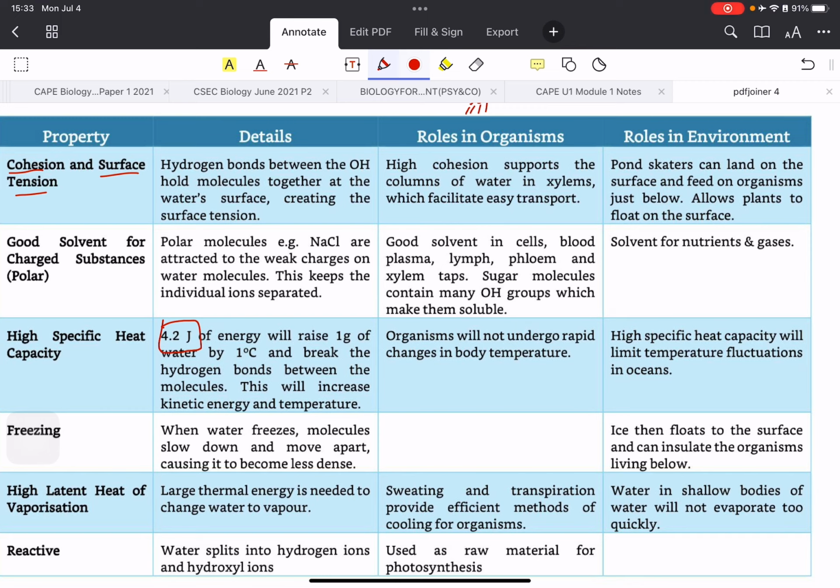Okay, also the oceans will not undergo rapid temperature changes. Look how much water is in the oceans, right? So that will protect the fish and also plants under the sea.